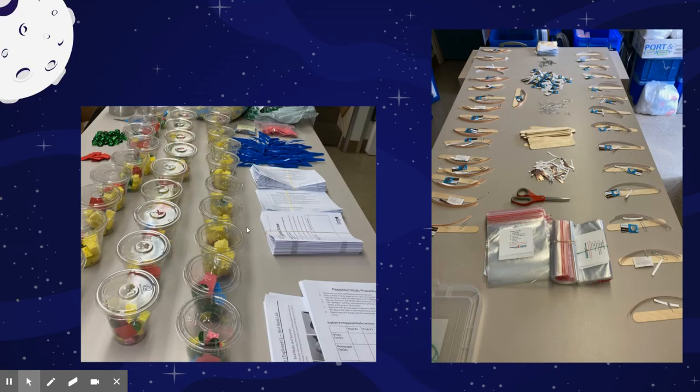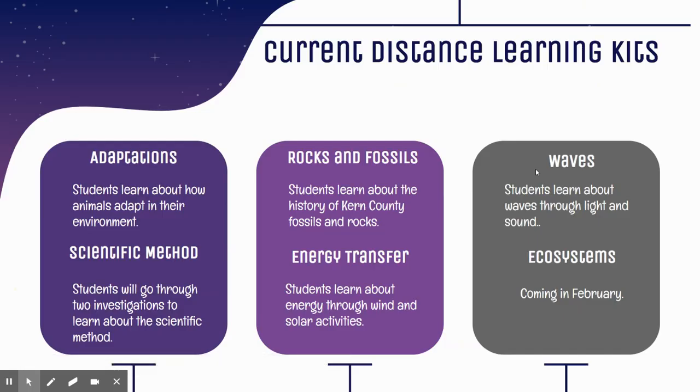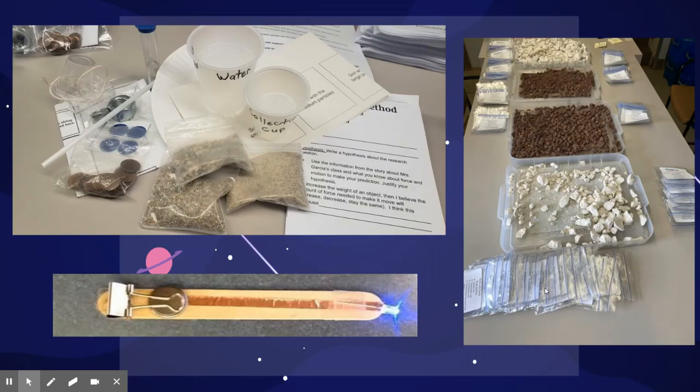Here's an example. This is the Adaptations Bird Beak Lab. We have tweezers, your notebooks, you have all of your materials that come into those bags. Here's one on energy transfer. And then these are the current distance learning kits we have. So we have adaptations, scientific method, rocks and fossils, which is new. You get to learn about Kern County history. I worked with the museum to get all of that information. Then energy transfer and waves. And then coming up pretty soon, I'm working on ecosystems.